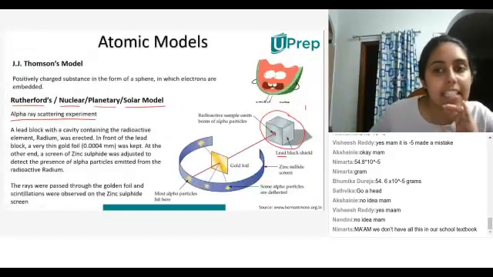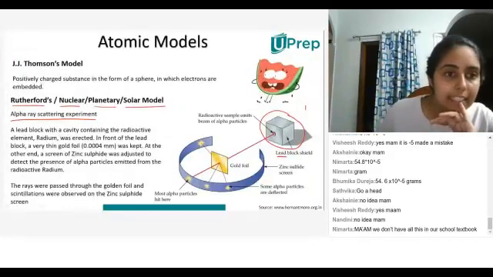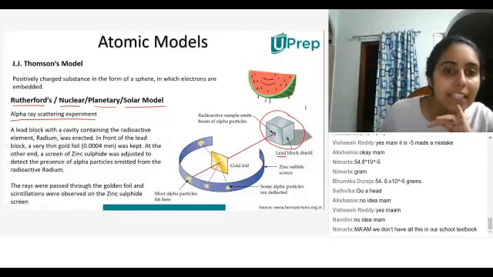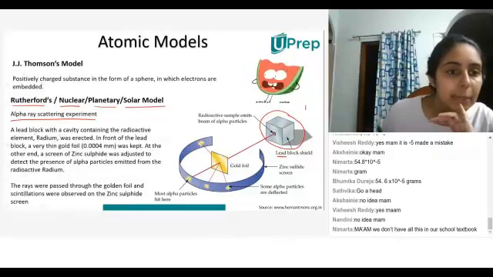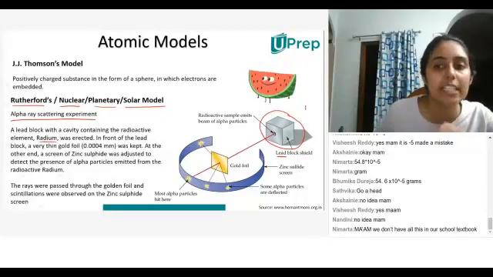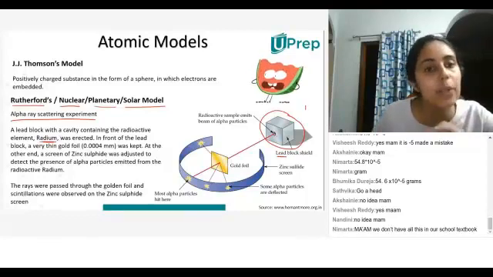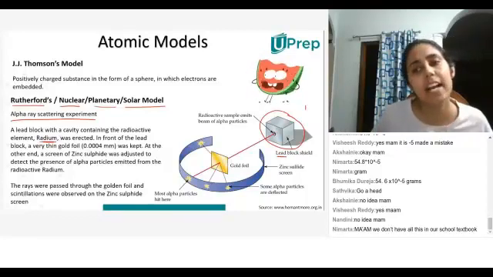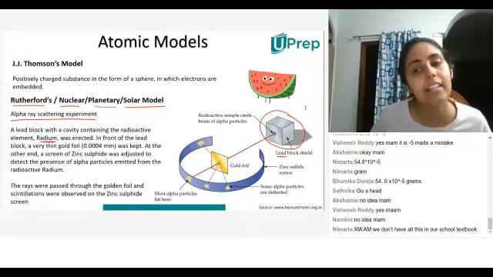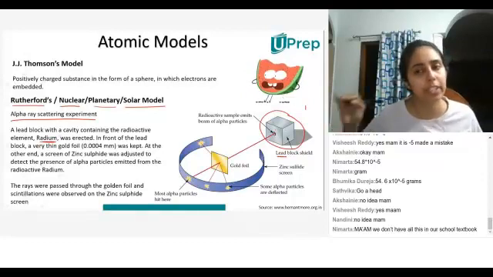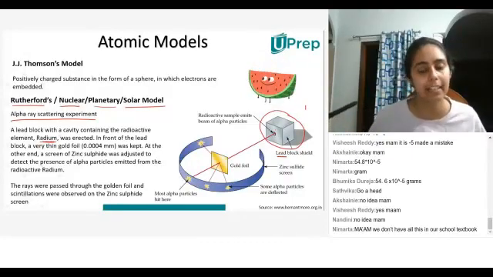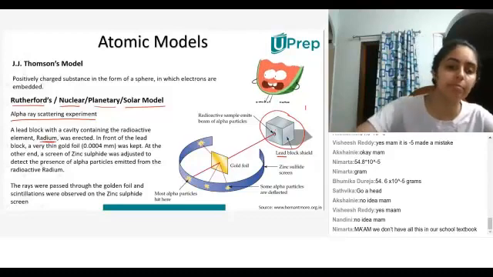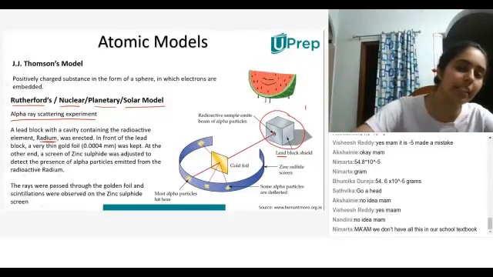So there is a radioactive substance present inside this. A lead block with a cavity containing a radioactive element called radium. Okay, so inside this lead block there is a radioactive element. Why do we need that lead? Why do we need to put the radioactive element inside that lead block? What does that lead block do?